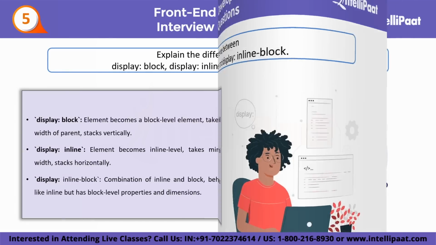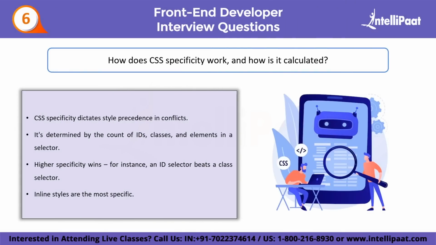Our next question is, how does CSS specificity work and how is it calculated? The answer to this question would be, CSS specificity determines which styles take precedence when there is a conflict. Specificity is calculated based on the number of IDs, classes and elements in a selector. The more specific selector wins.